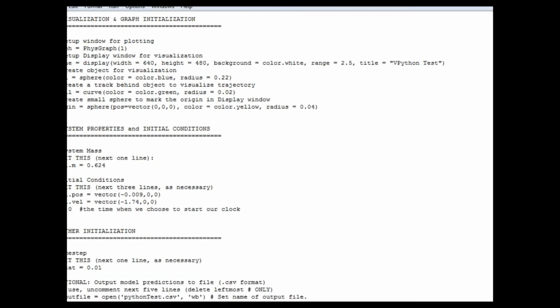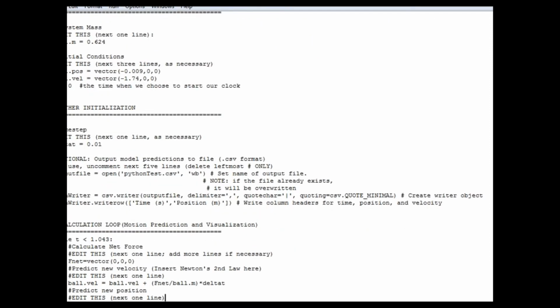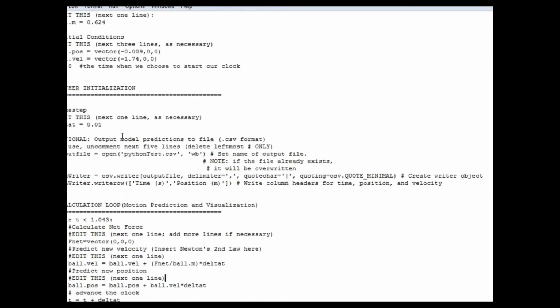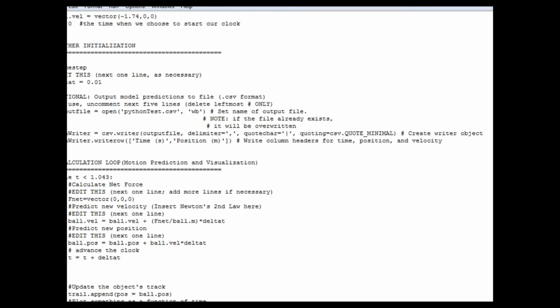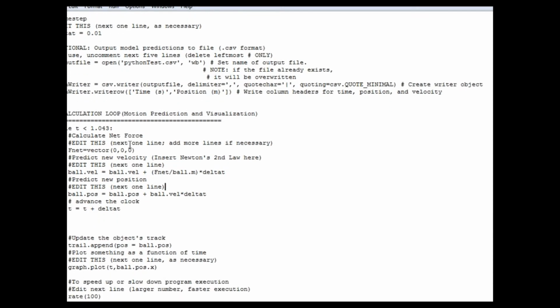Okay, so here is my theoretical data in VPython. The ball's mass is 0.624 kilograms, which is the average weight in SI units for a man's basketball. The initial position and initial velocity of the ball are listed here as vectors, and the initial time is 0. The time step is 0.01, which allows us to get an accurate reading of the velocity, whether it changes or not. In this case it won't, as it's constant.